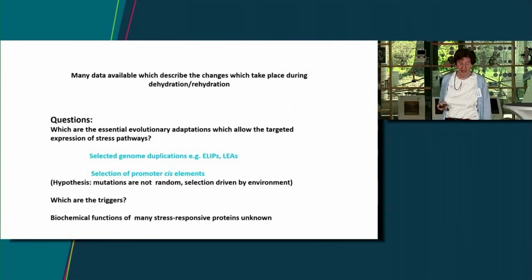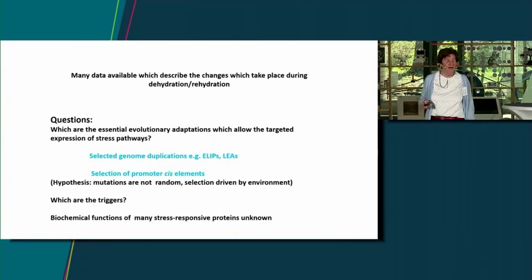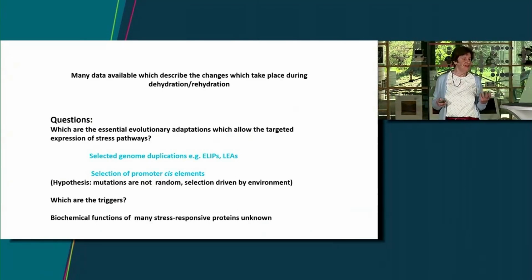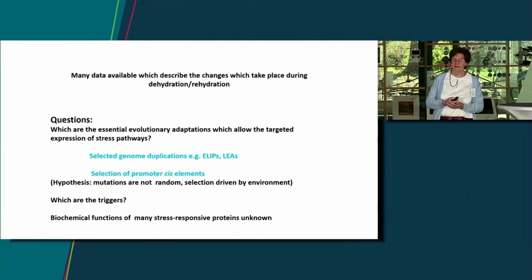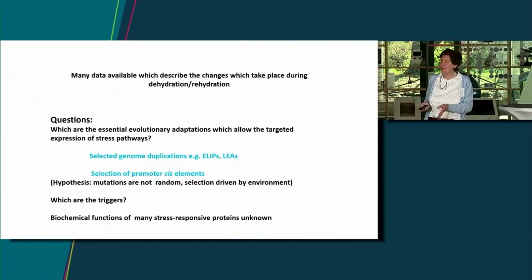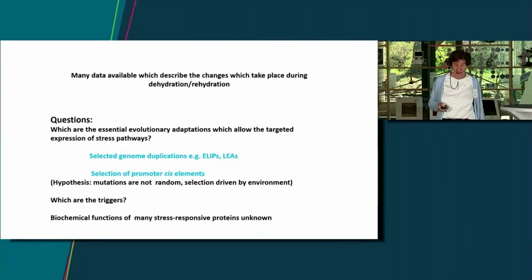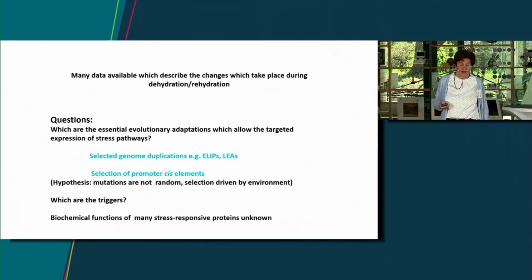So, coming to the end of my talk, more or less. Many data are available which describe the changes which take place during dehydration and rehydration. I have given you some examples. I have pointed out that there are some protective proteins which are expressed during the dehydration process. I have not shown you that they also disappear during the rehydration. So there are 2 mechanisms which lead to this high expression. I have given you evidence for selective promoter elements which regulate a higher expression, but that is not sufficient on its own, it also requires, obviously, duplication of genes during evolution.